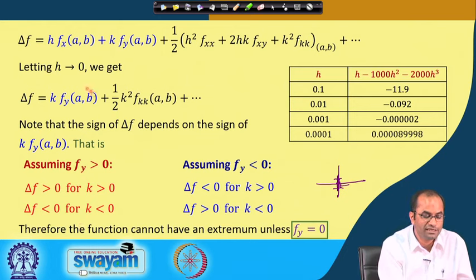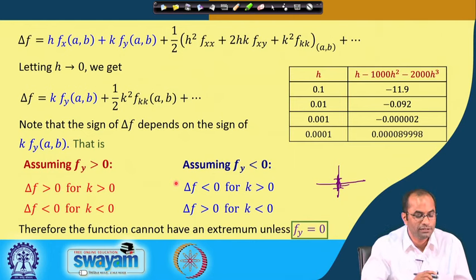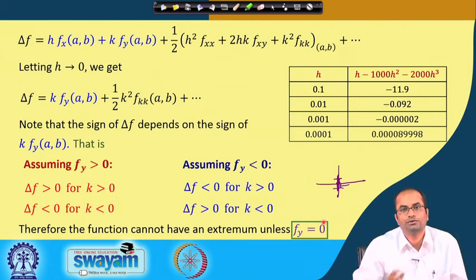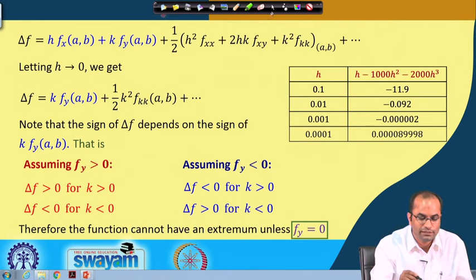So, if f y is not 0, if f y is positive, it is changing sign, and if f y is negative, it is again changing sign. But if this is a point of local maximum, then this should not change its sign, and for that f y must be 0, because if f y is not 0, then we have observed that it is changing sign. So it is necessary that f y has to be 0, otherwise it will not be a point of local extremum.